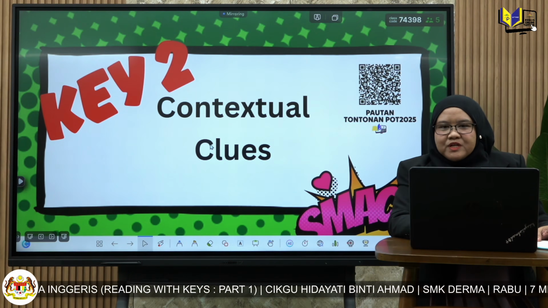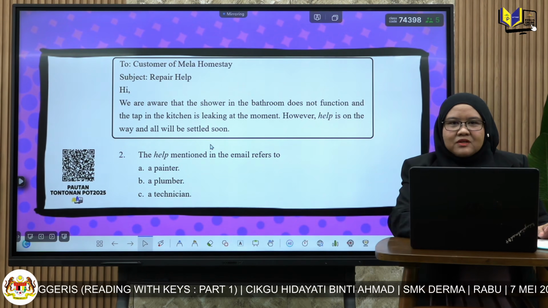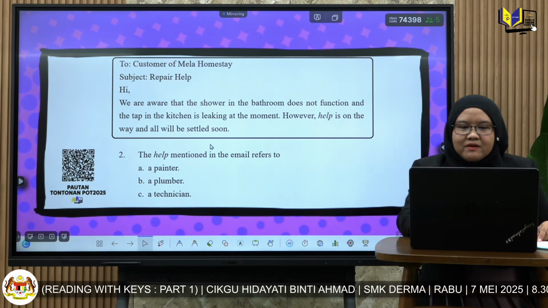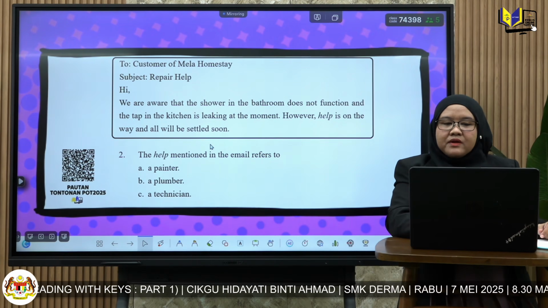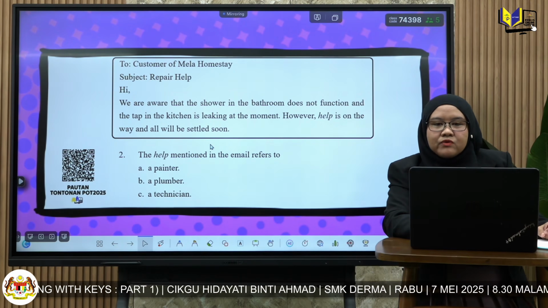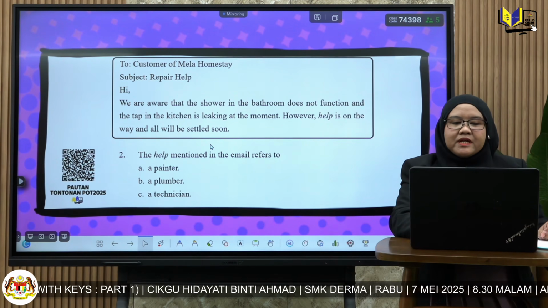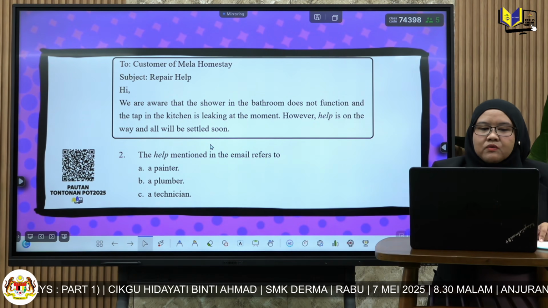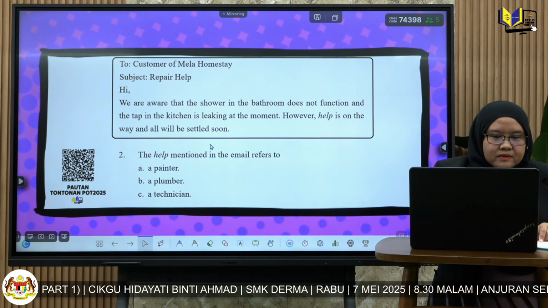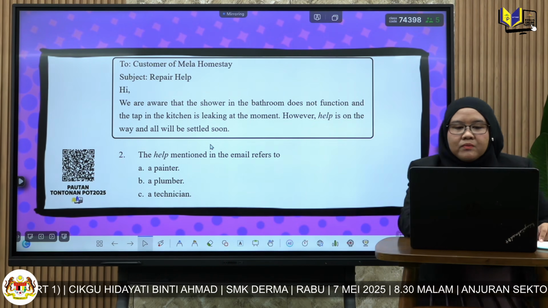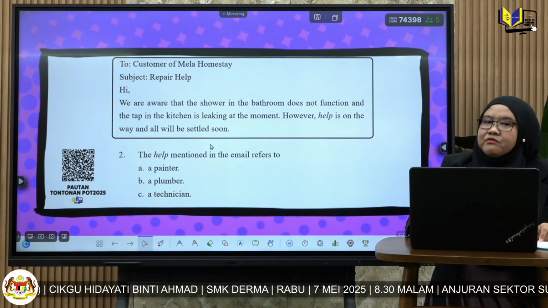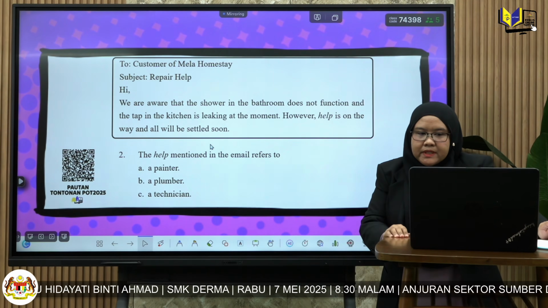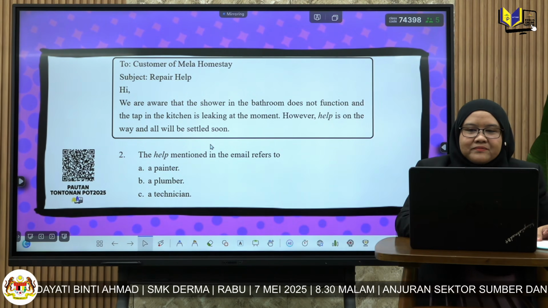Moving on to the contextual clues. Question 2. Customer of Mela Homestay. Subject, repair help. Hi, we are aware that the shower in the bathroom does not function and the tap in the kitchen is leaking at the moment. However, help is on the way and all will be settled soon. Question. The help mentioned in the email refers to A, a painter, B, a plumber, and C, a technician.